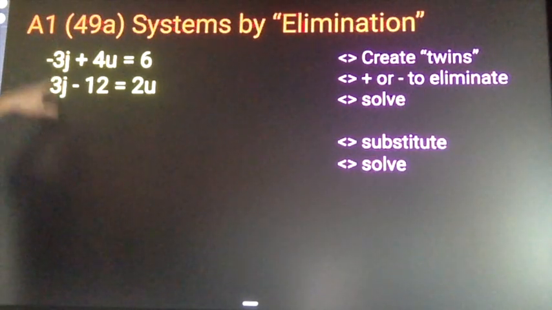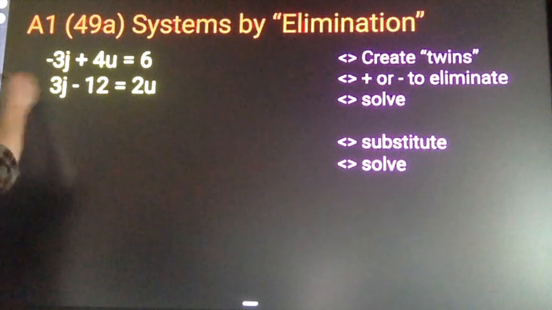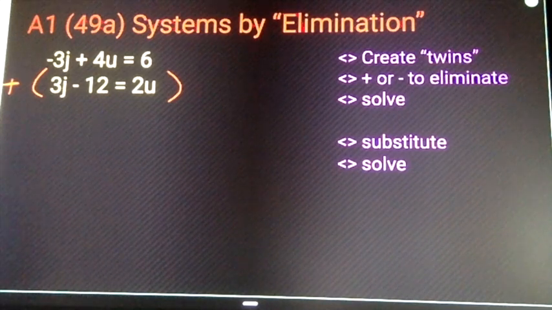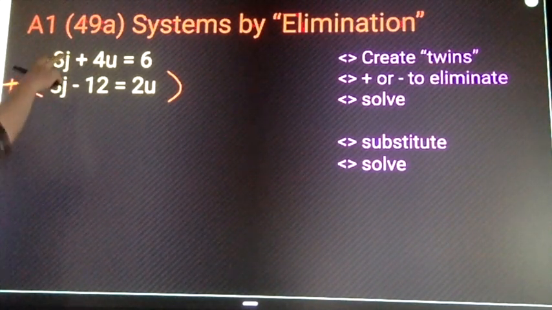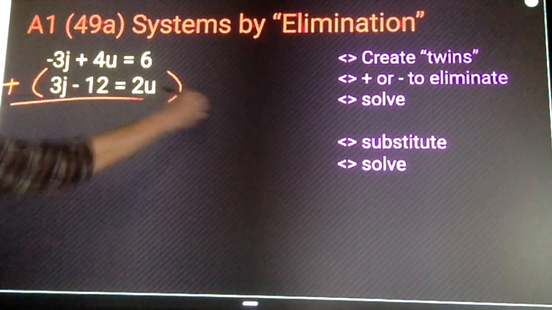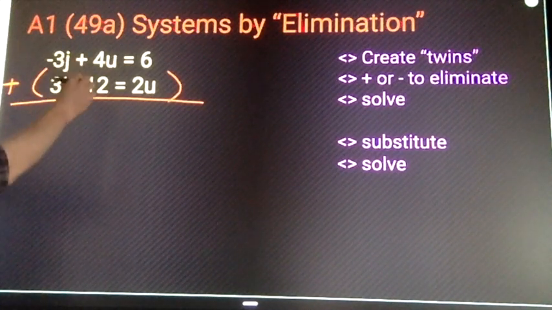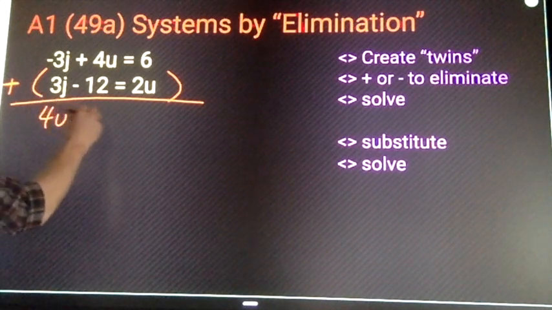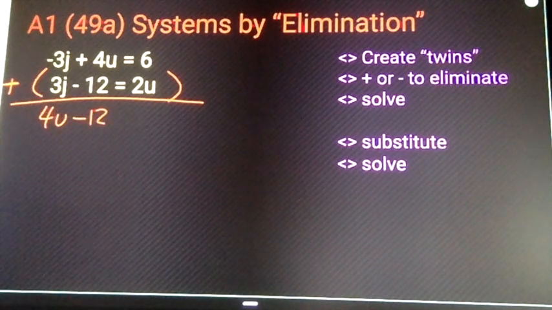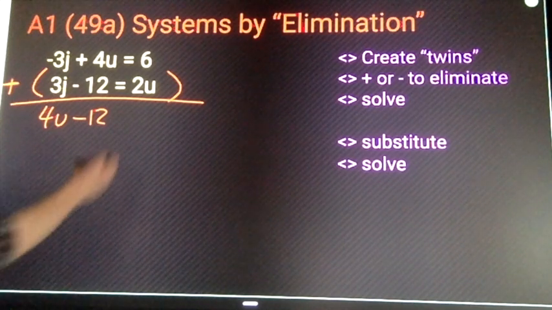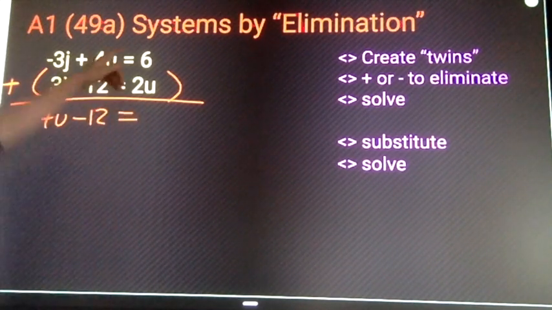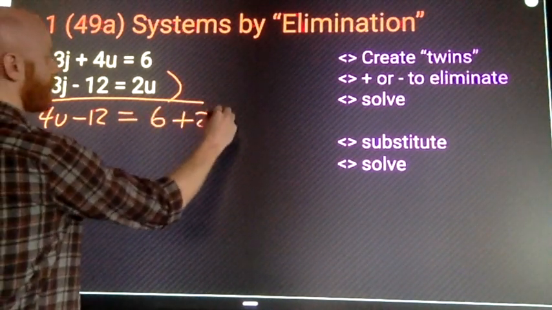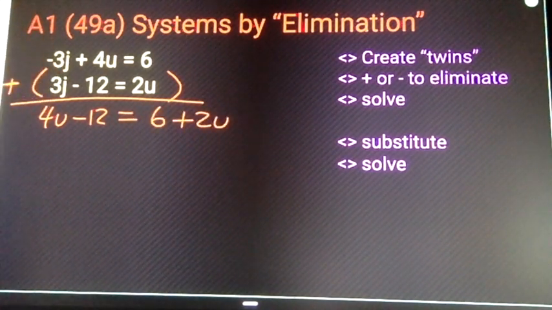Here's my twins, negative 3j plus 3j will cancel each other out. So I'm going to add. Negative 3j plus 3j is 0. 4u plus negative 12 cannot be combined. So I will just have 4u minus 12 on the left-hand side. On the right-hand side, 6 plus 2u also cannot be combined. So I'll just have 6 plus 2u.